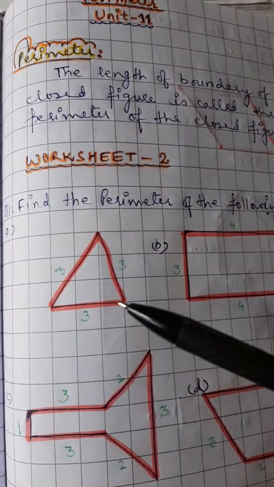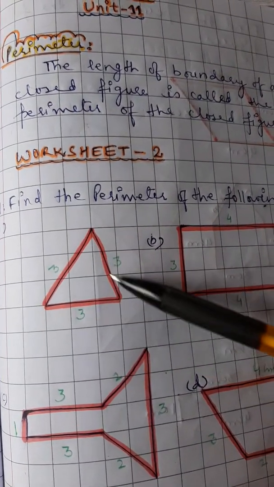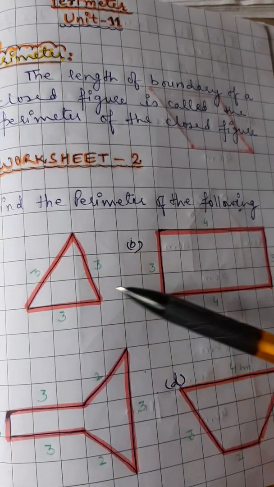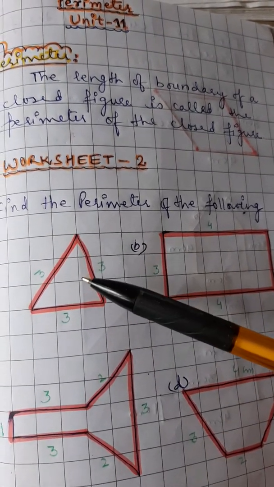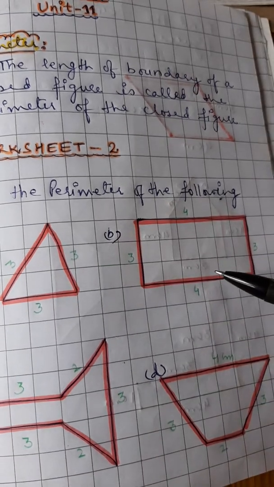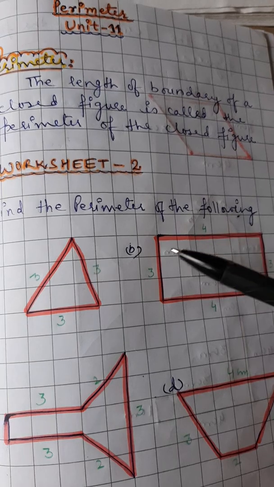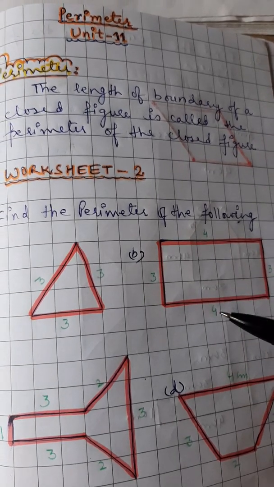For example, students, you can see here, this is a closed figure because its starting and ending points are meeting, because it is closed from all sides. So this is called a closed figure. This is a rectangle. It is again a closed figure. So we find out the perimeter of the closed figure.